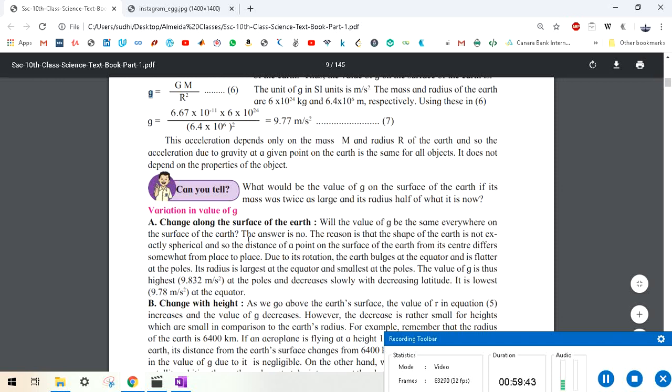Now radius is smallest at the poles. If radius is smallest at the poles, it means g will be highest at the poles. And if radius is largest at the equator, it means the value of g will be smallest at the equator.